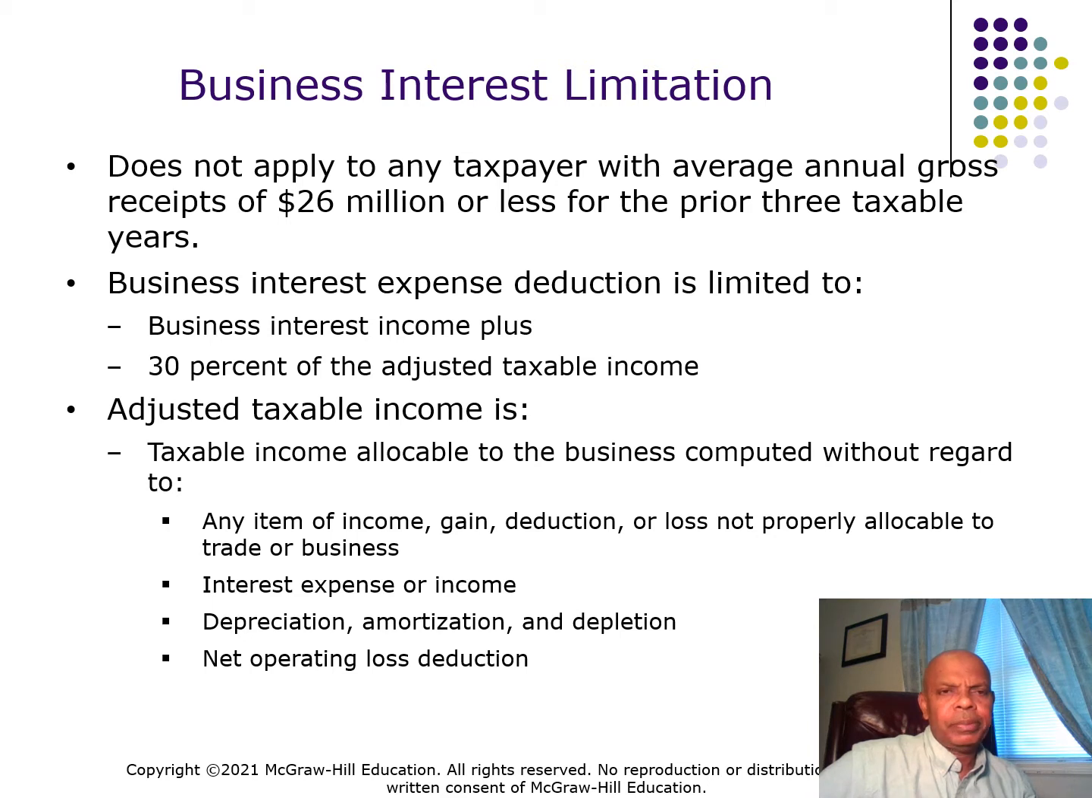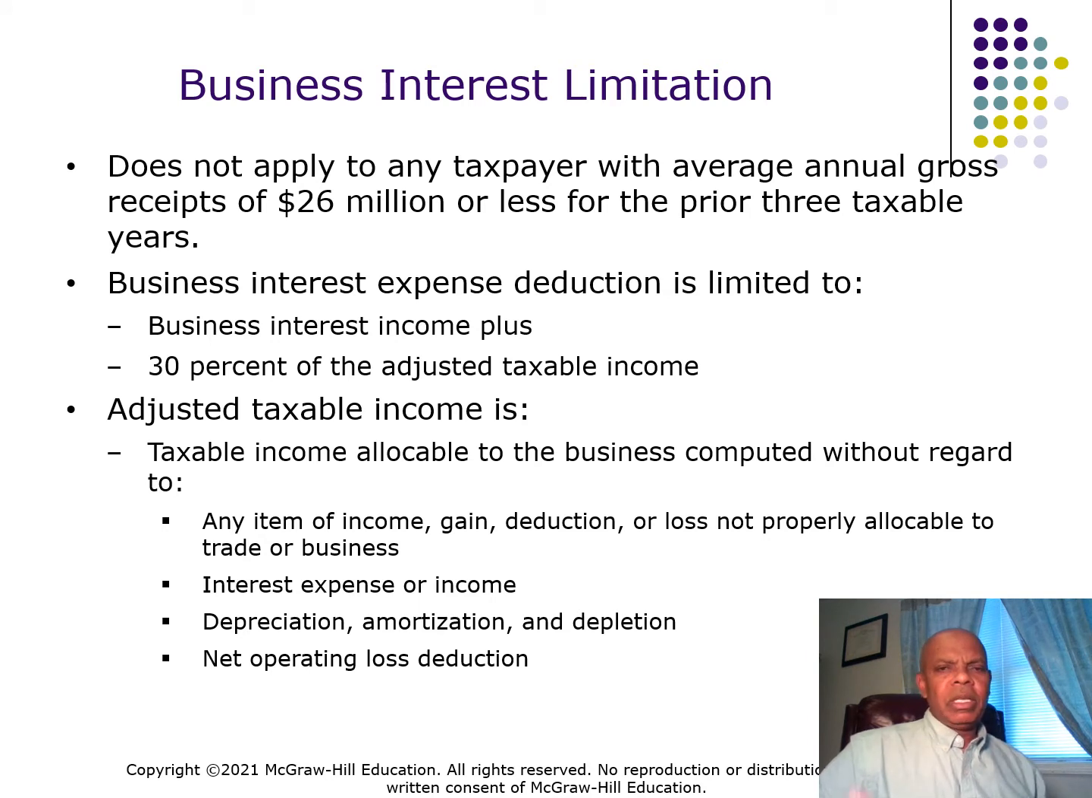For a business taxpayer, the business interest expense deduction is limited to the business interest income plus 30% of adjusted taxable income. Business interest income plus 30% of adjusted taxable income. We'll put some numbers in so you will understand better how to compute how much interest is allowed.